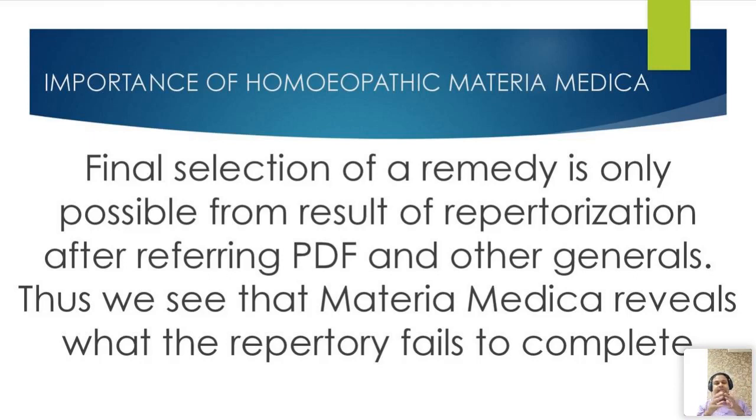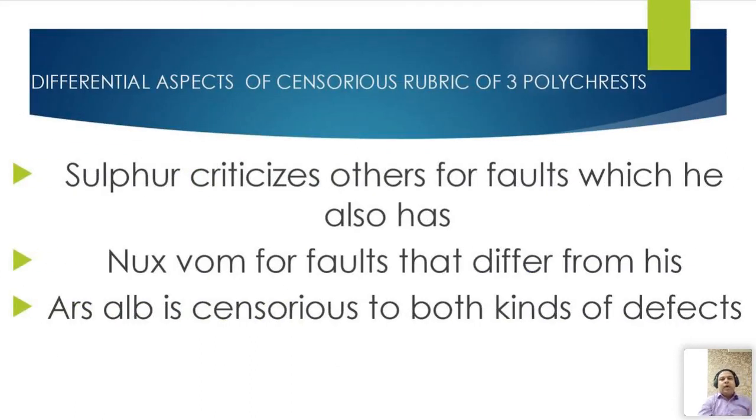This can be very well explained in the later half of the session when we'll begin the study of a remedy from different Materia Medicas. So I'll give you a very small example. You have a rubric sensorious, and there are so many remedies in that, and they have different gradations. But the repertory cannot explain how a remedy is sensorious. Yes, we have certain sub-rubrics which explain certain things, but the repertory cannot explain the nuances that a Materia Medica can give us.